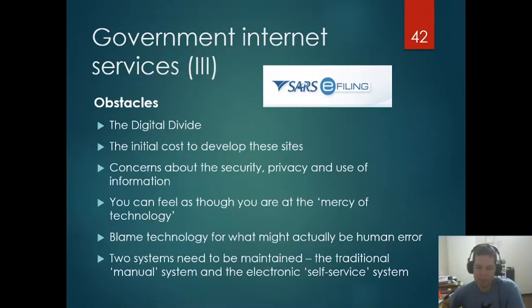The problem with the digital divide leads to this last point, which is that you need to have two systems. You need a system for everyone who can use the internet, but you need to maintain another system, a manual system, for those who don't have access to the internet, who have to come in and actually write a handwritten form.